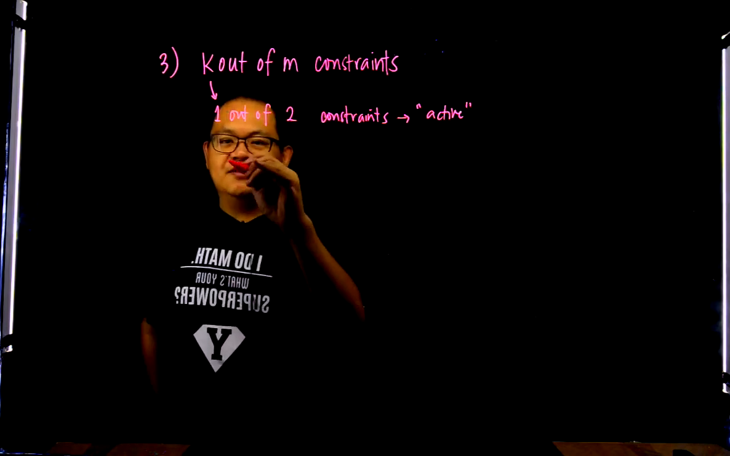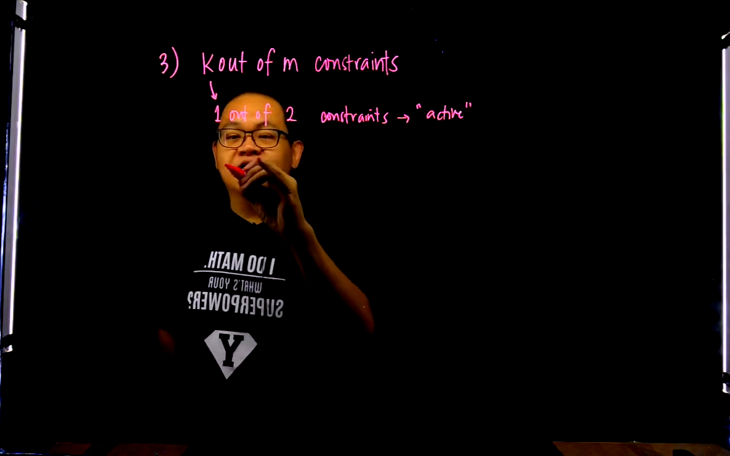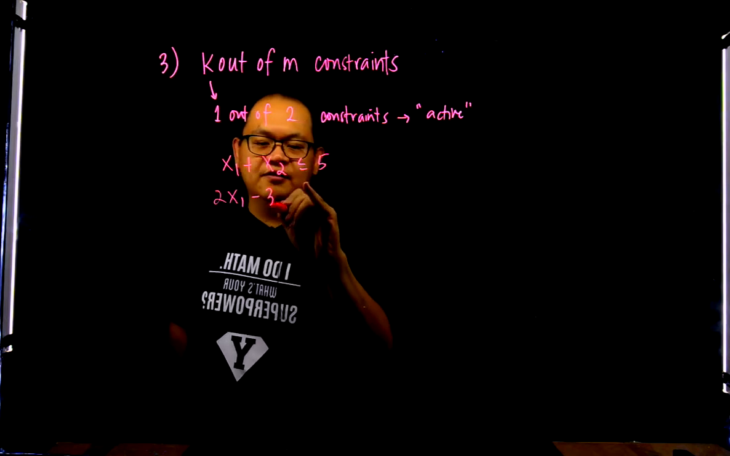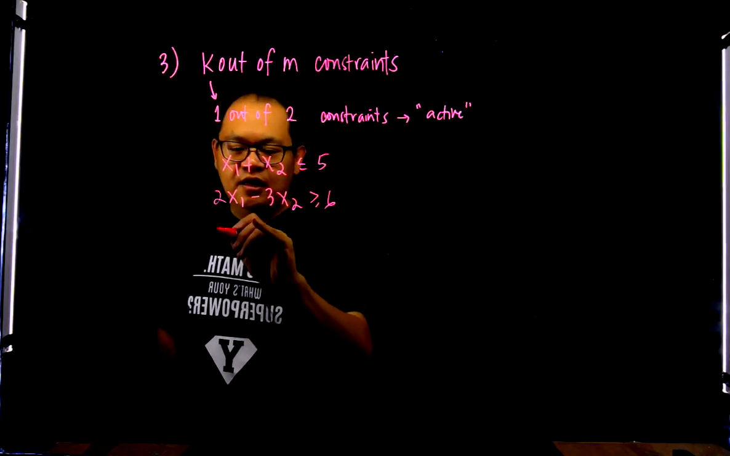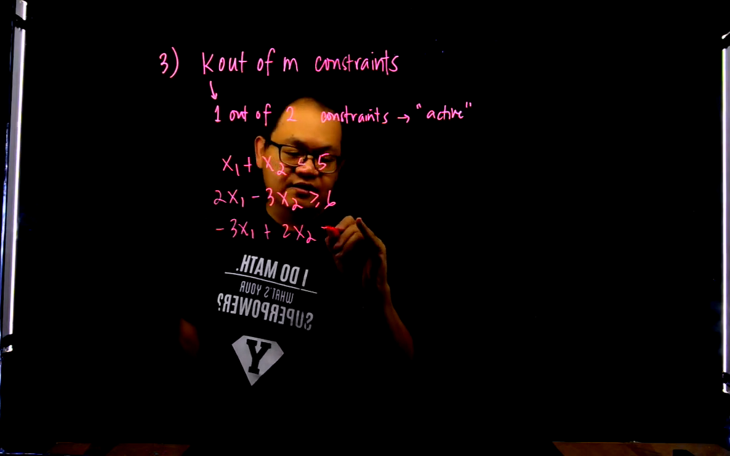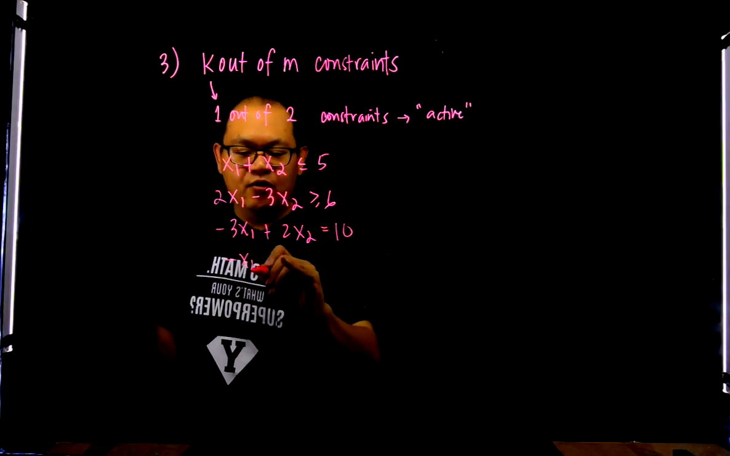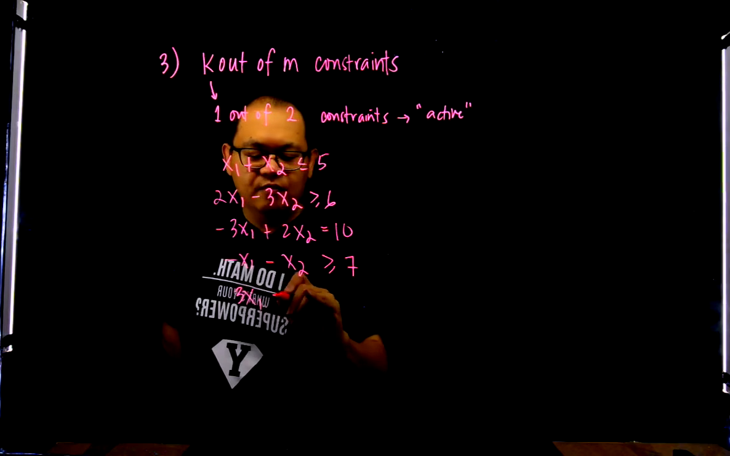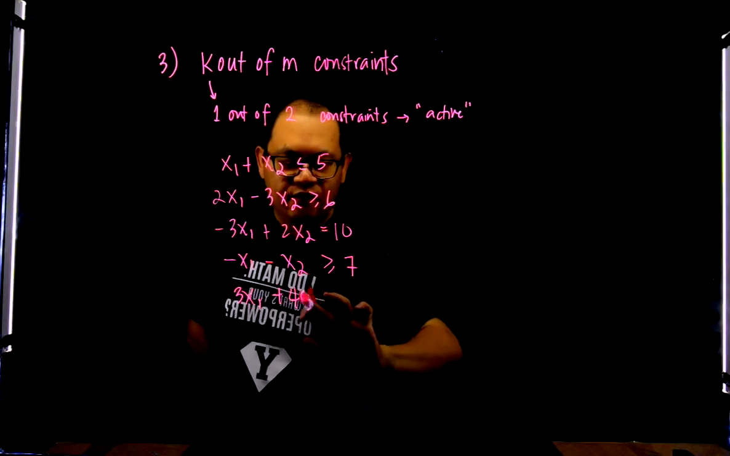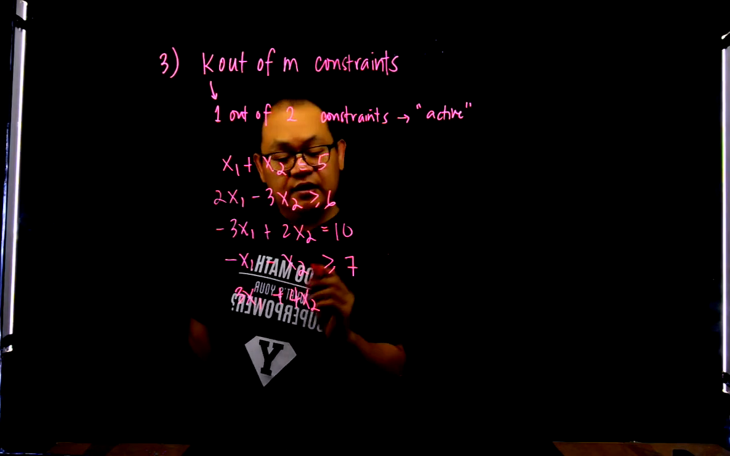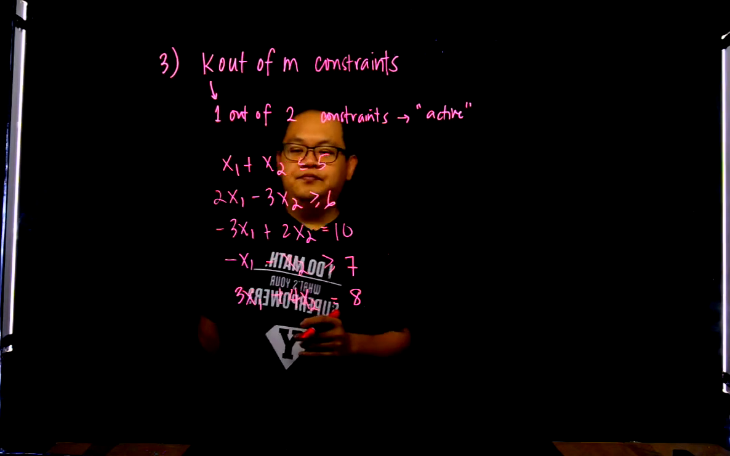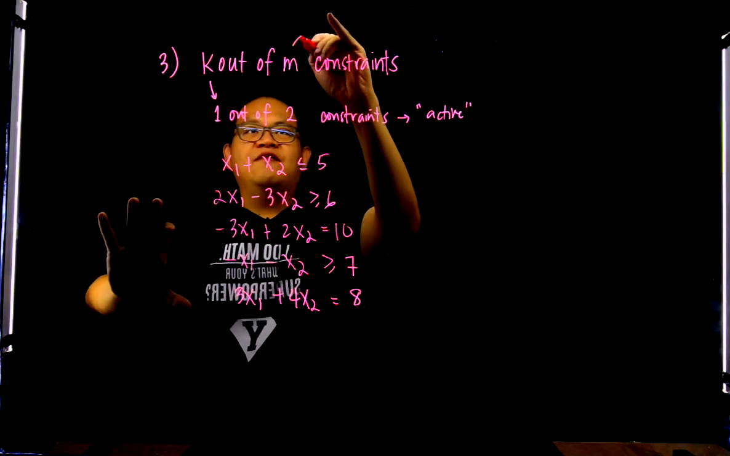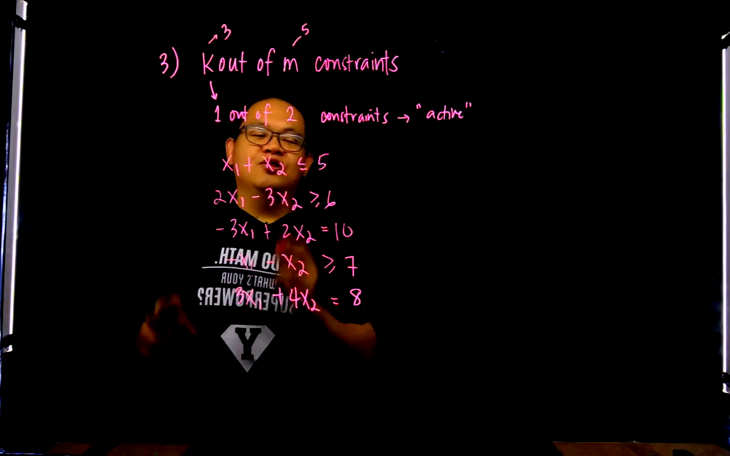So let me give you an example. Let me give you 5 constraints. Let's say x1 plus x2 less than or equal to 5, 2x1 minus 3x2 greater than or equal to 6, negative 3x1 plus 2x2, let's say equal to 10, negative x1 minus x2 greater than or equal to 7, and then let's say 3x1 plus 4x2 is equal to 8. And let's say out of the 5 constraints, you want 3 to be active.